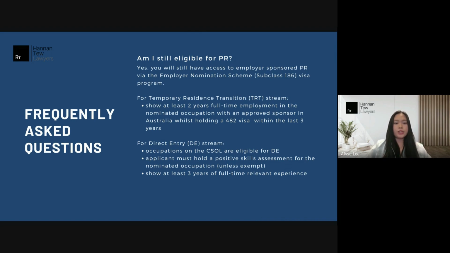For the direct entry stream, the occupation must be listed on the CSOL to be eligible for the DE stream. The applicant would also need to obtain a positive skills assessment for their nominated occupation unless there's an exemption. An exemption, for example, is if they're academic applicants, science applicants, or if they're a subclass 444 or 461 worker. And they will also need to meet at least 3 years of full-time relevant experience.